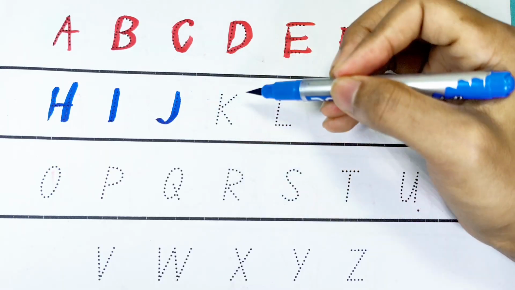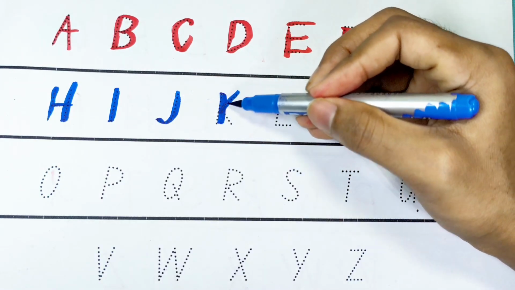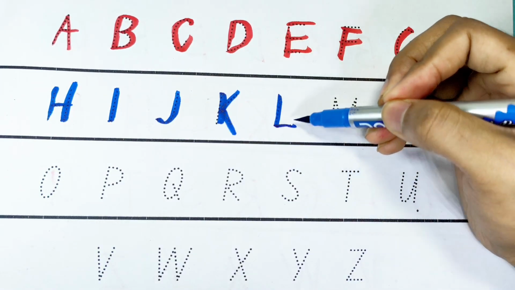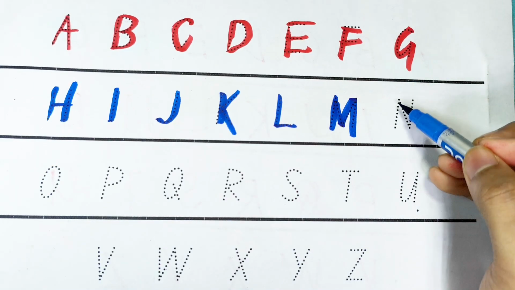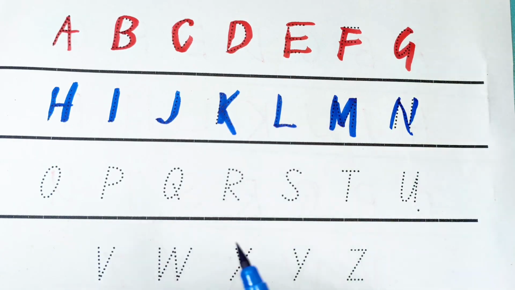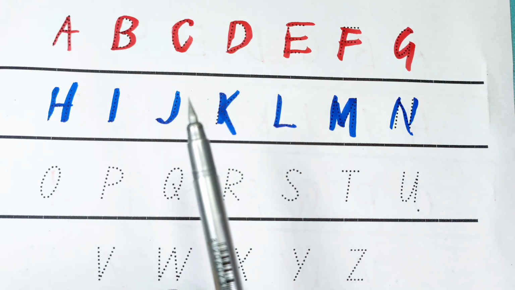I for ice. I for ice cream. J for jackfruit. K for kite. L for lion. L for lemon. The next one is M for moon. And the next one is N for nose. N for nest. Now we're using the color of silver.